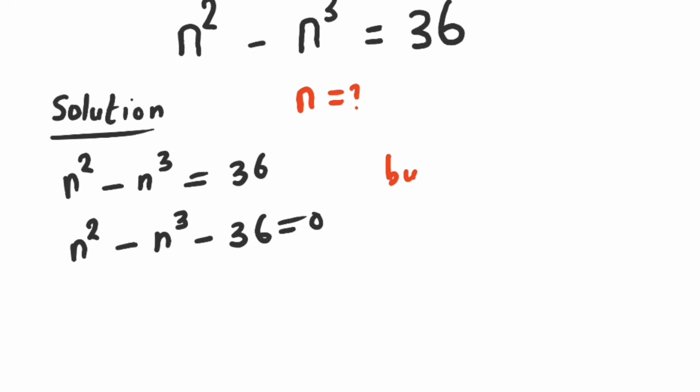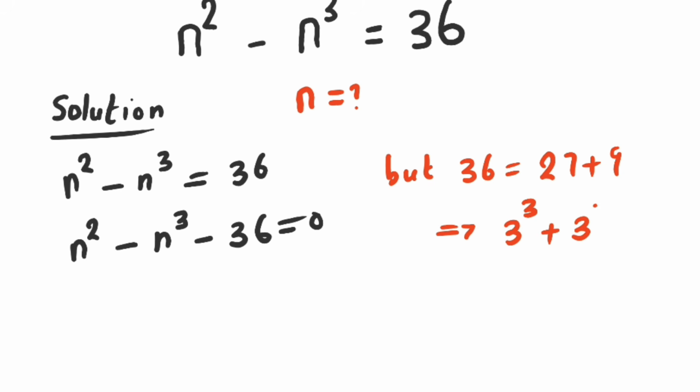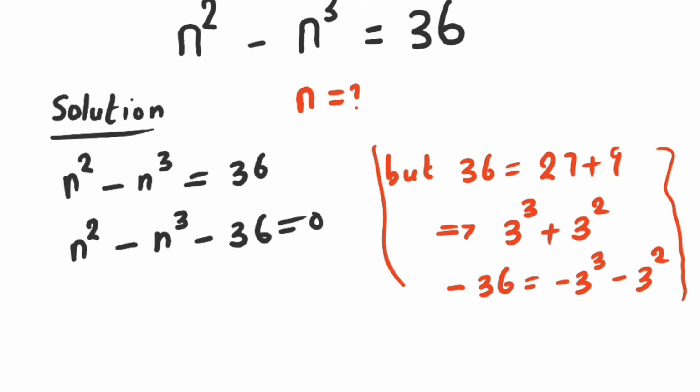But 36 is equal to 27 plus 9. And this is the same thing as 3 raised to power 3 plus 3 squared. Therefore, minus 36 will now be minus 3 raised to power 3 minus 3 squared. So let us replace this 36 by this.